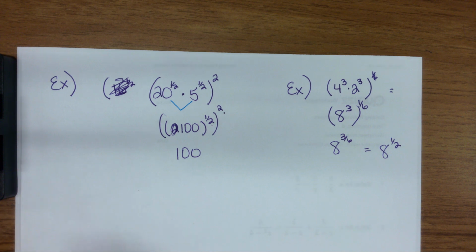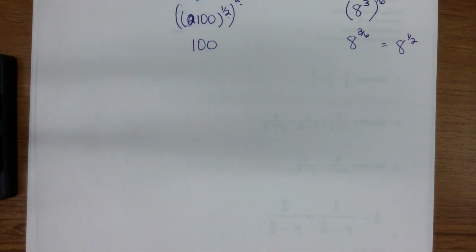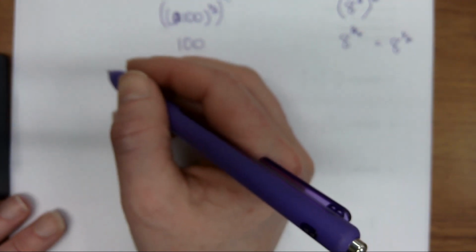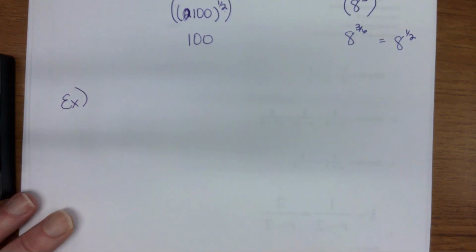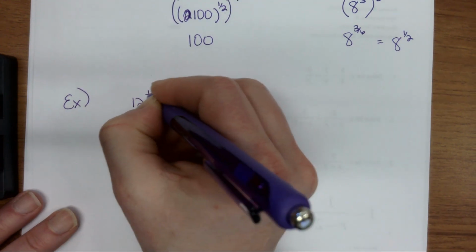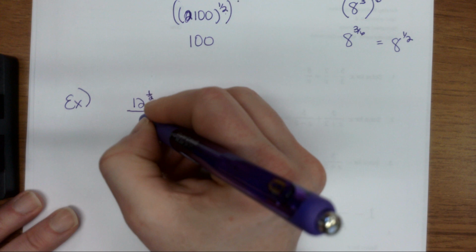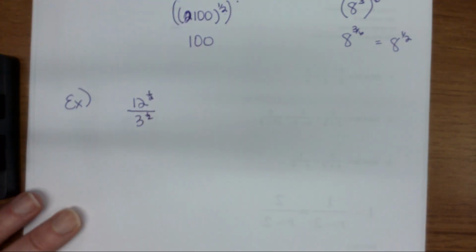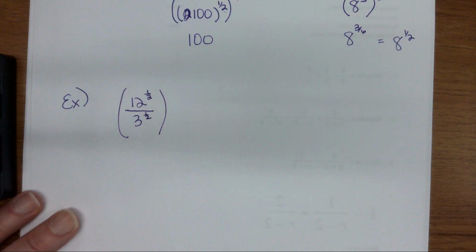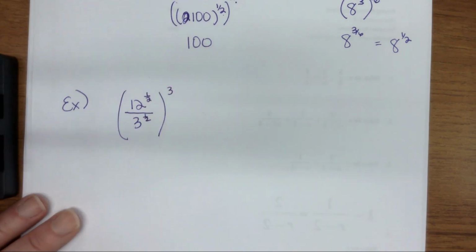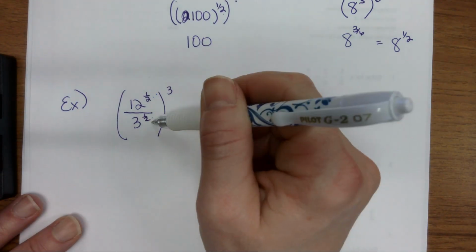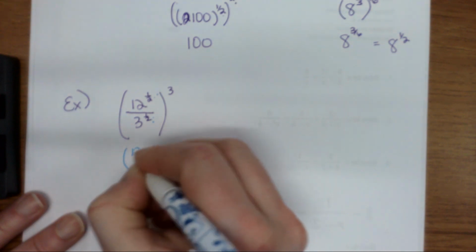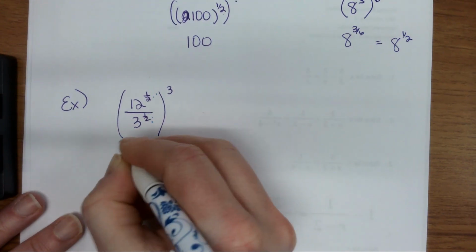So the same thing, I could use that same kind of rule with then division. So if I had something of 12 to the 1/2 over 3 to the 1/2, and then raised to the third. Okay, so can I simplify this? I notice these are both 1/2. I'm going to rewrite it as 12 over 3 all to the 1/2, and then to the third.